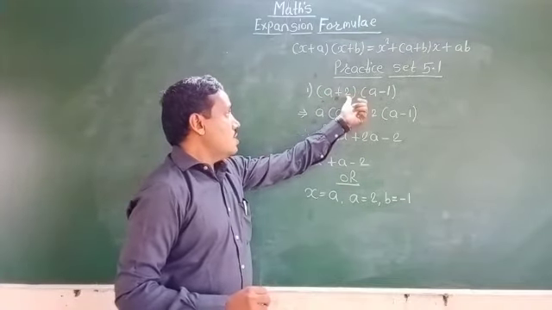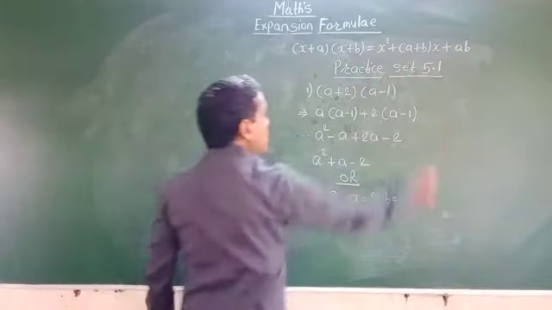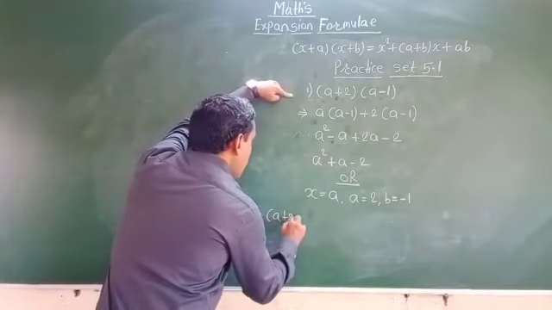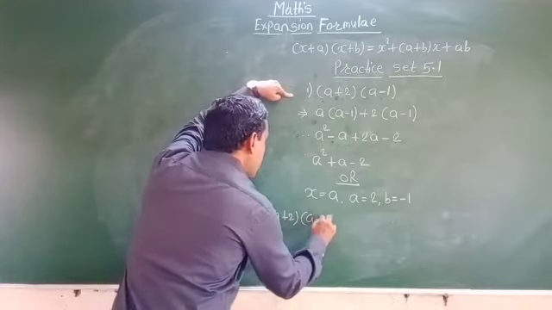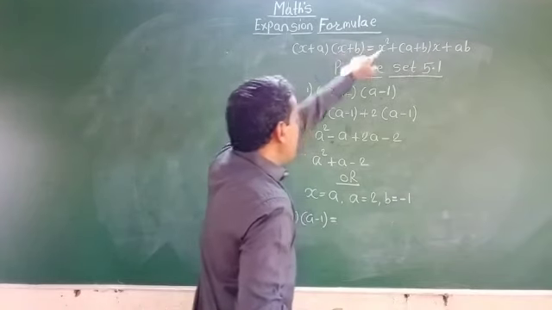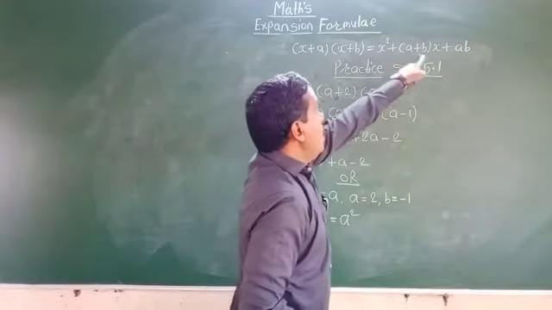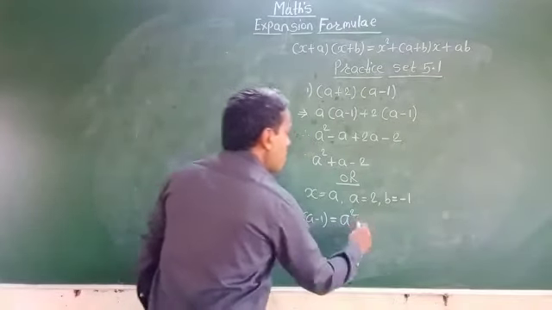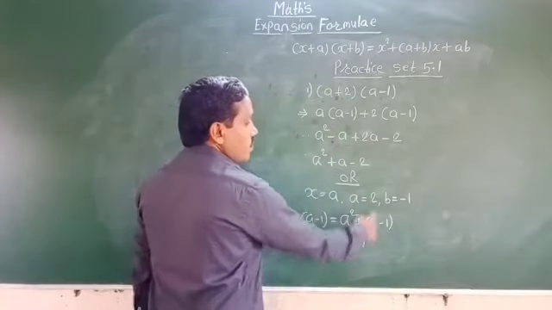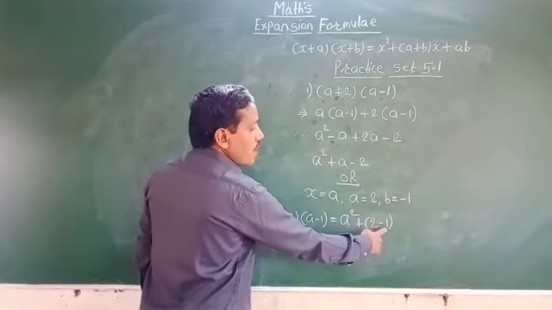The value of a is 2 and the value of b is minus 1. So using the expansion formula, we can write (a + 2)(a − 1) is equal to x square, that means a square, then plus (a + b), that means 2 minus 1.